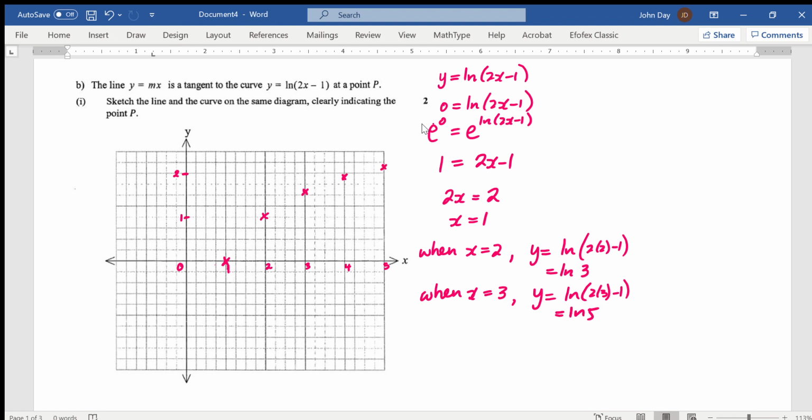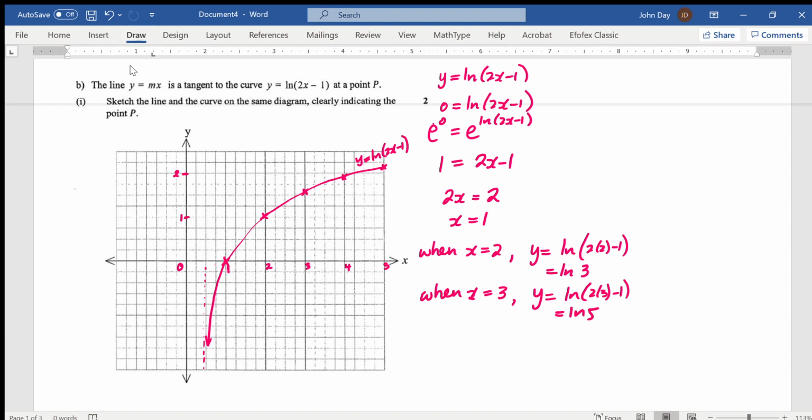And if I wanted to, I could do when x is a half. No, because that would be natural log of 0. So at a half, we get an asymptote. If that's our asymptote down there, the curve runs down like that. So there's a quick picture of our y equals natural log of 2x minus 1. But don't waste too much time in the HSC getting a picture like that right.